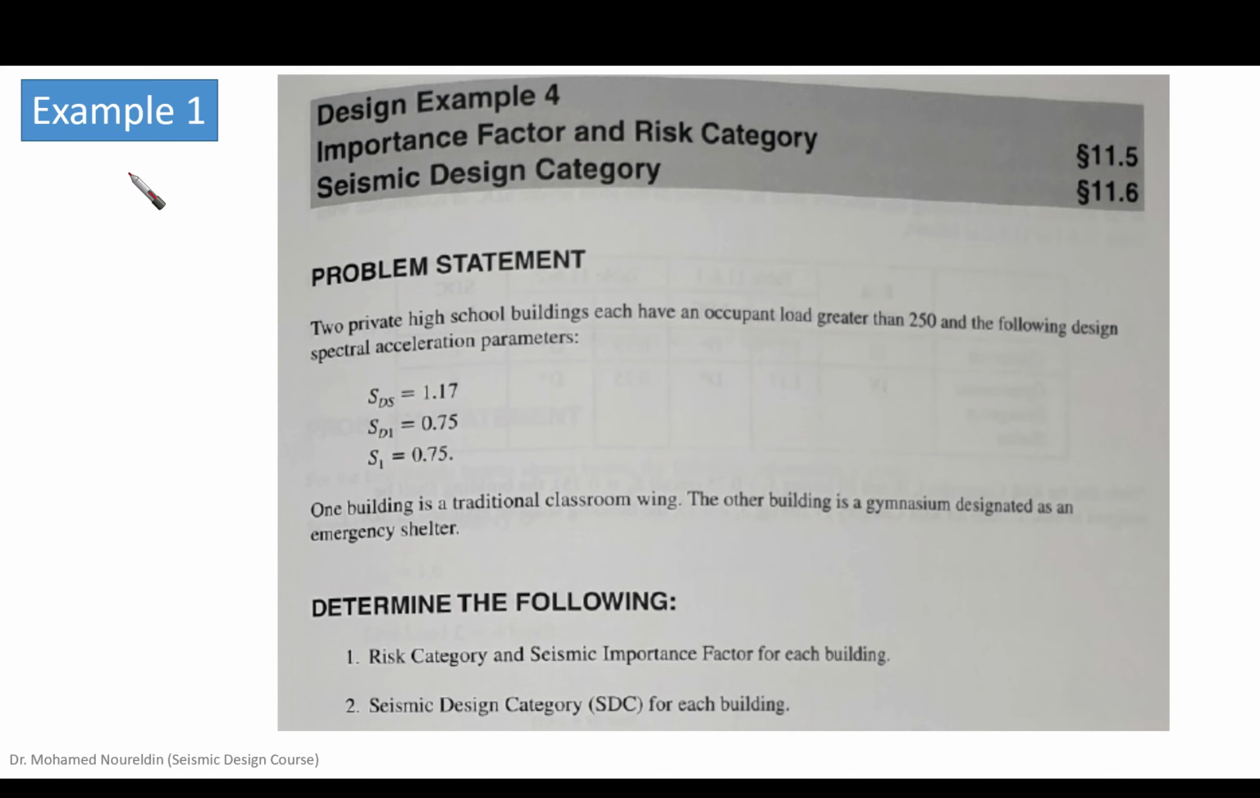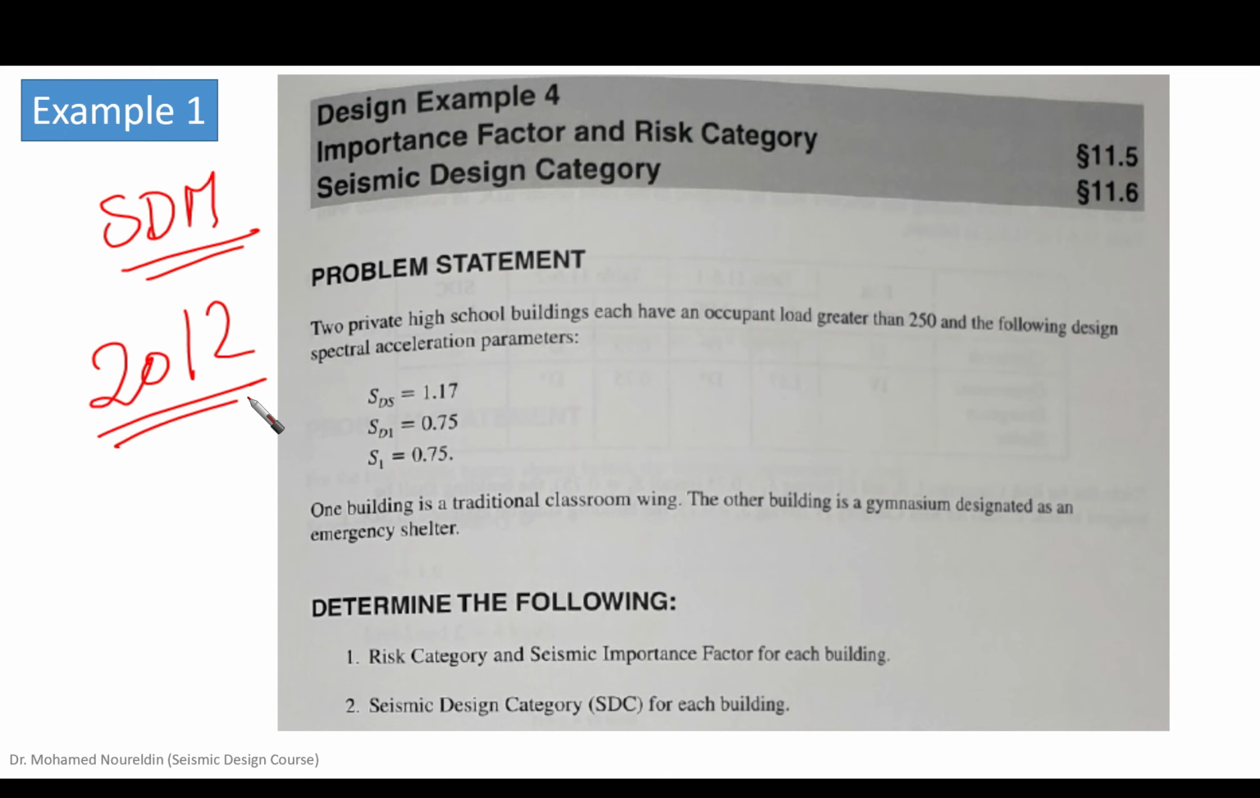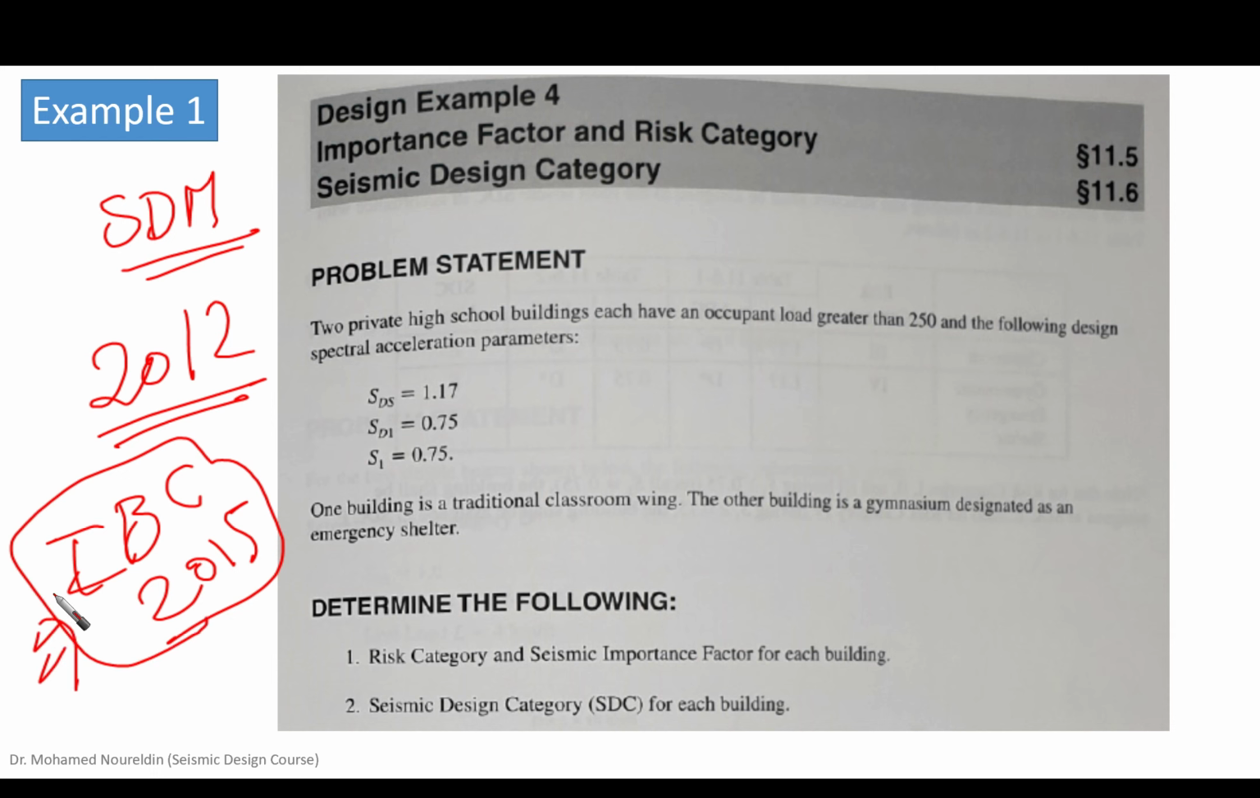I have explained. Let's have an example and wrap up this video for today. This example is from the Seismic Design Manual, I guess 2012 edition. It is under IBC 2015. So they have issued an edition that is using IBC 2015, I guess, and it is under Volume 1, Code Application Examples. So it is IBC 2015.